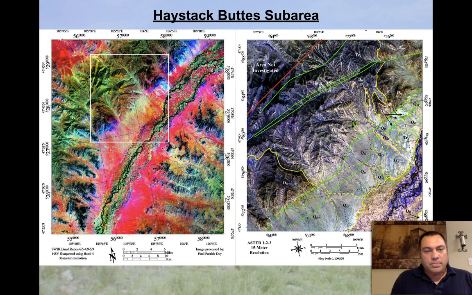The next area up, where we saw that splay coming through here, is the Haystack Buttes area. This is something that Tom came up with. He called it the Haystack Buttes because the granites actually look like stacked bales of hay, and I'll show you a picture of that a little bit later. It's a really neat area to work.